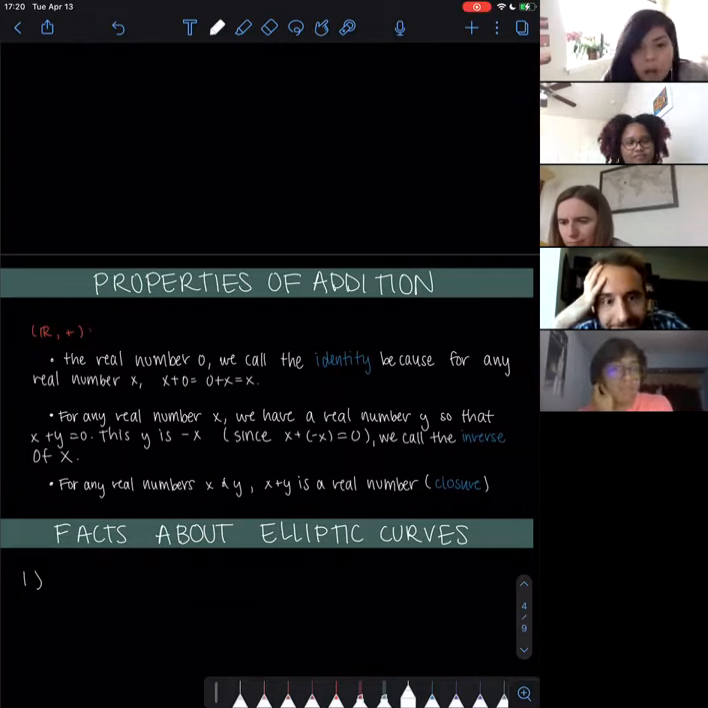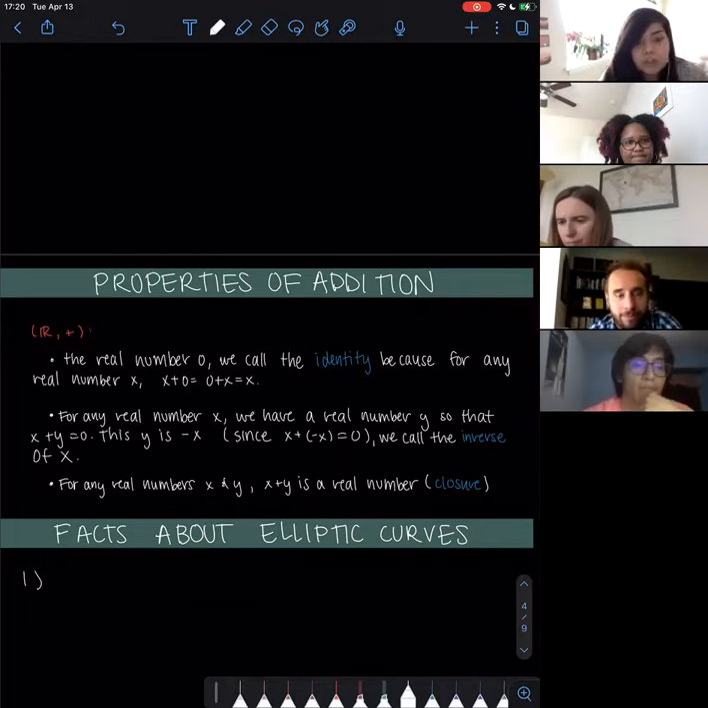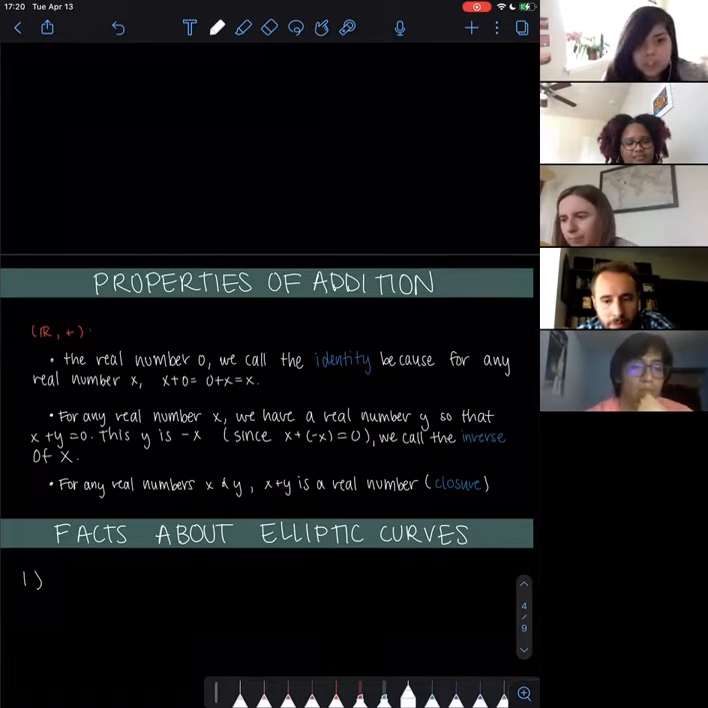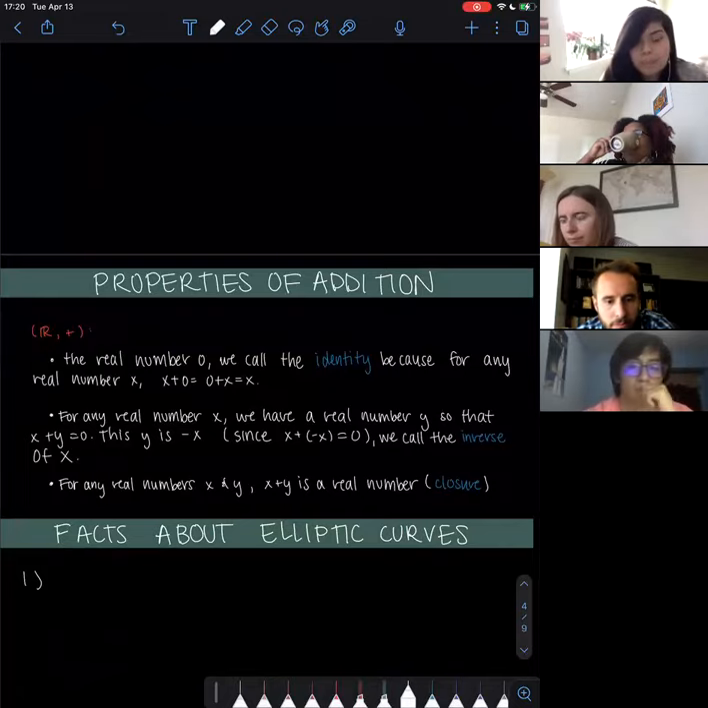So we want a point on our elliptic curve that works like the identity. The second thing we want is that for any real number x, we have a real number y so that when you add them together, you get back 0. And this y in the real numbers is negative x, because x plus negative x gives us 0. So we'll call this the inverse of x. And we've actually already seen this. We already talked about what negative P looks like. And so we'll want to instill in our definition that P plus negative P will equal 0.